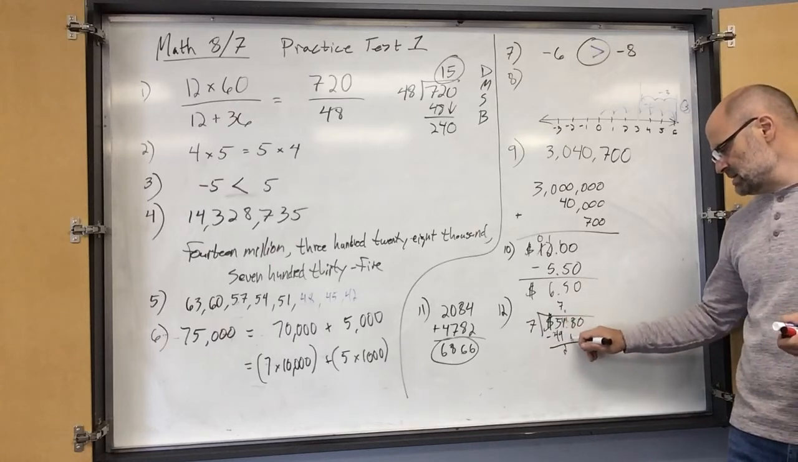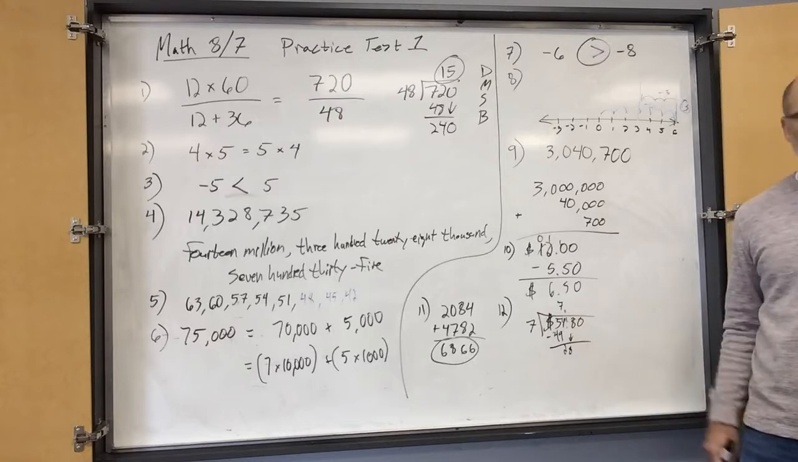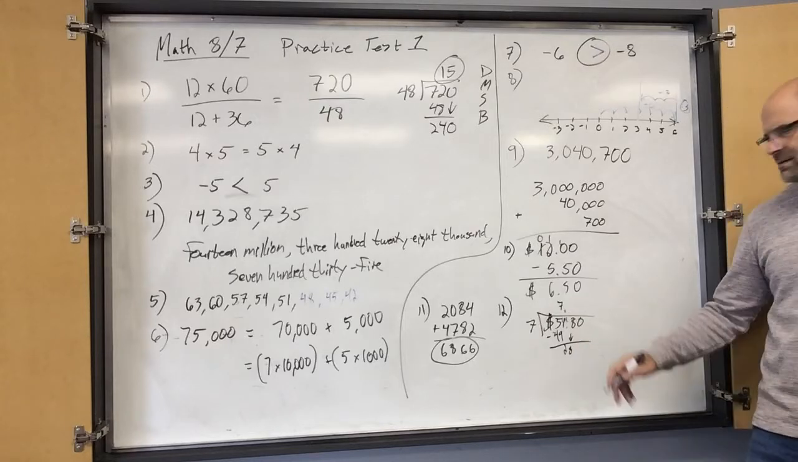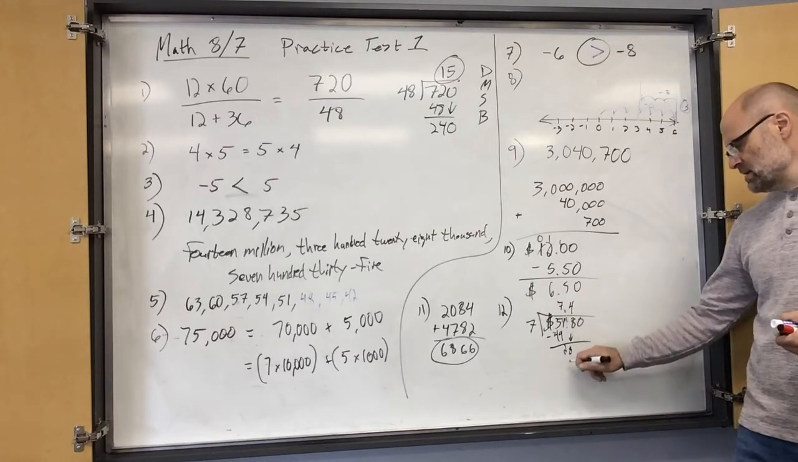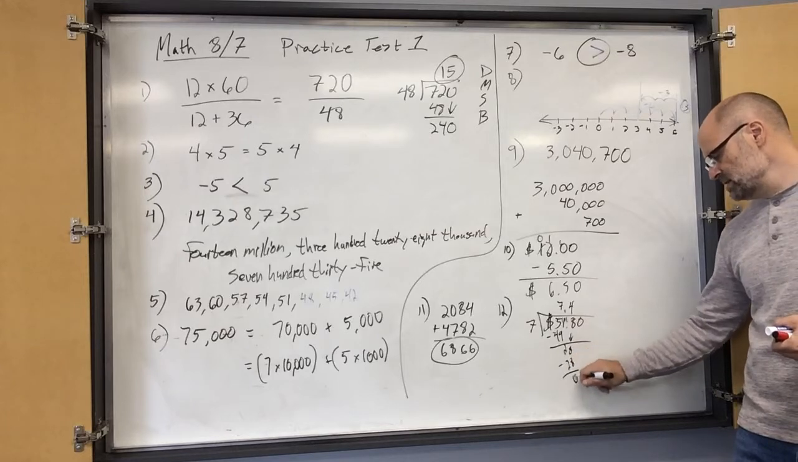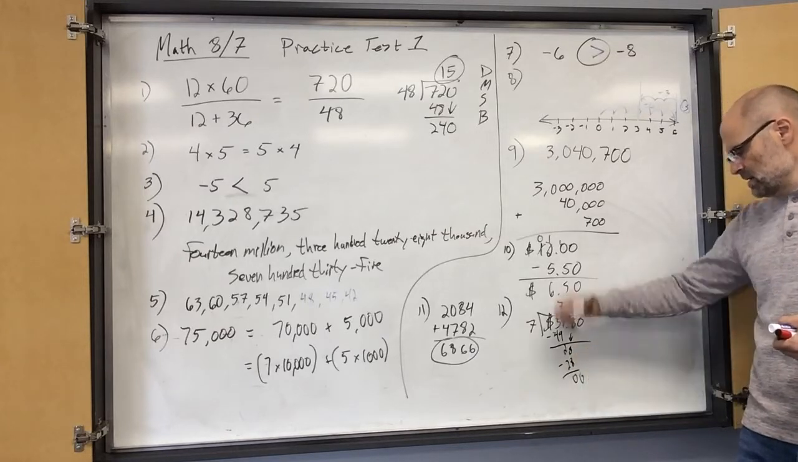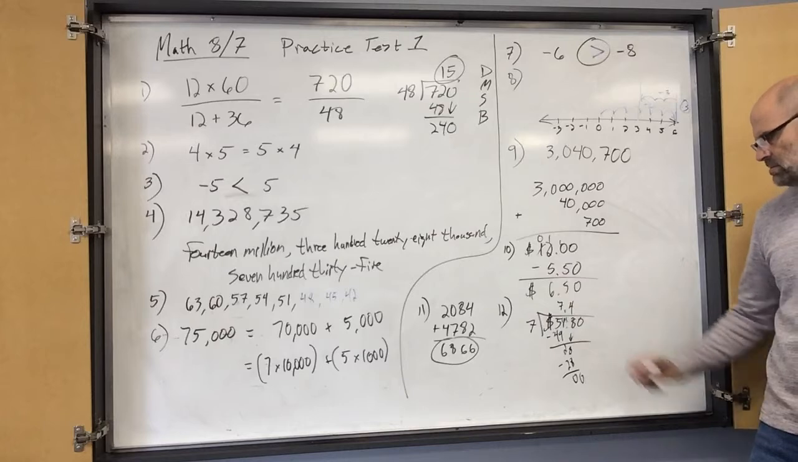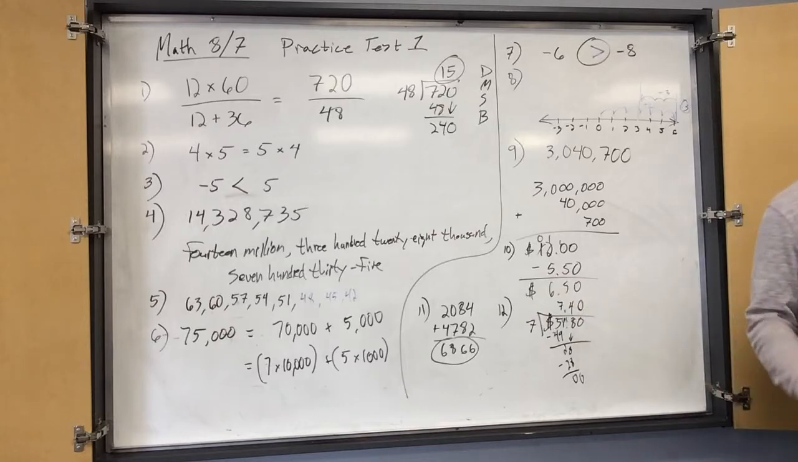Okay, bring down the next digit, which is 8. How many times does 7 go into 28? Hunter? 4. 4 times 7 is 28. Subtract, 0. Bring down the next digit, 0. How many times does 7 go into 0? 0. So you have to go to the end because of the money, right?